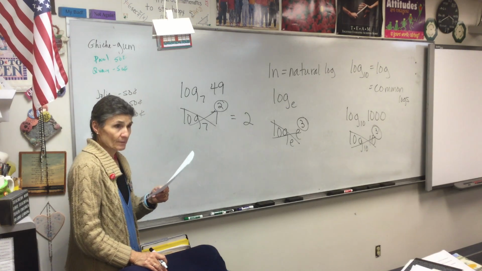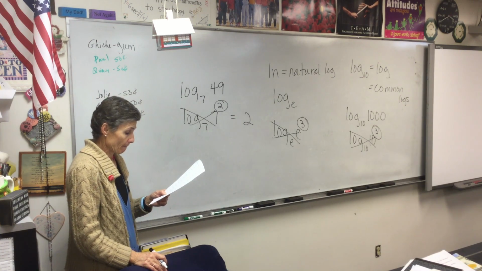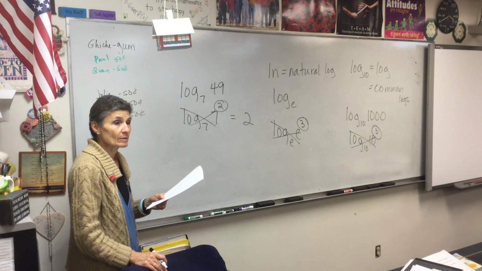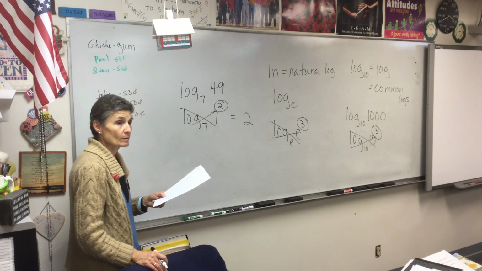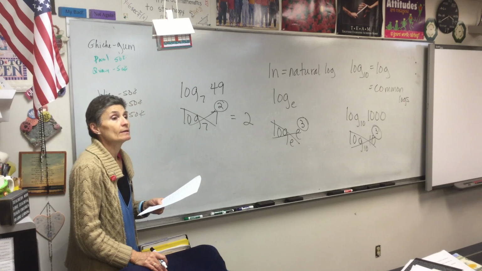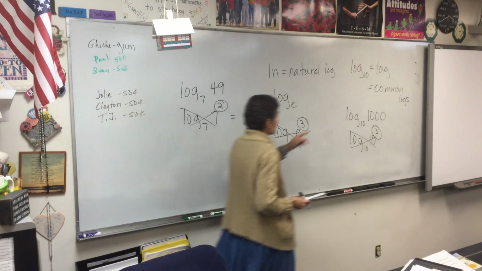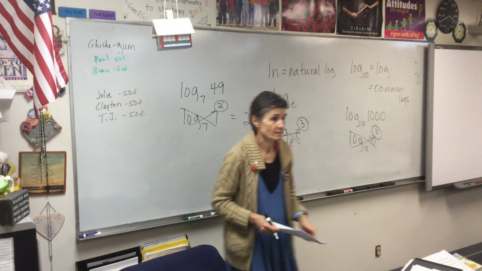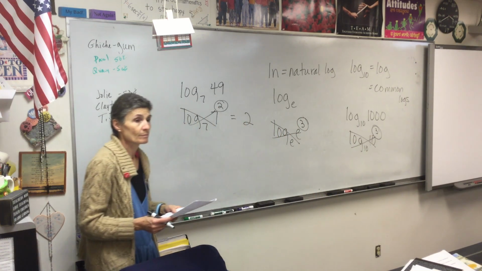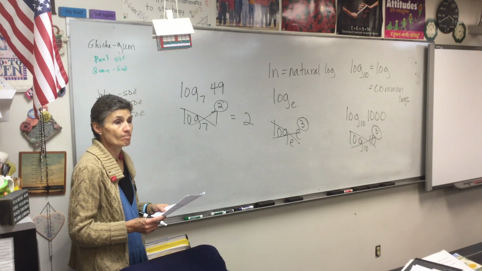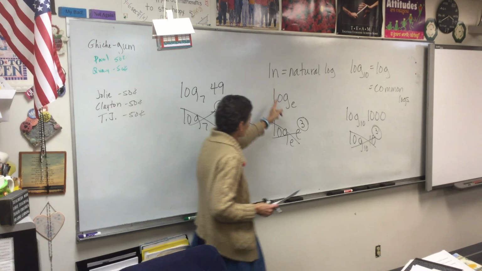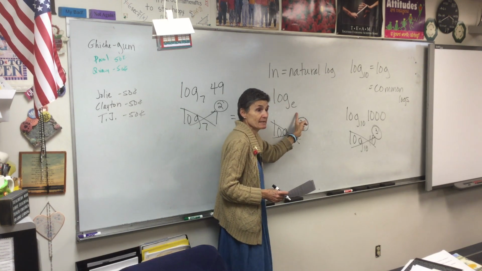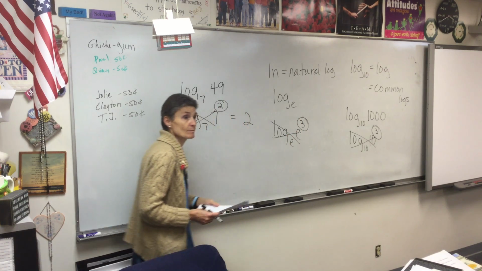Number 12. Wait, if there's not a number after log, is it 10? Yes, always. The symbol LOG means base 10. Always. Also, is natural log like a logarithm? Natural log is a symbol for log base e. Okay. Why don't they just write it the same?